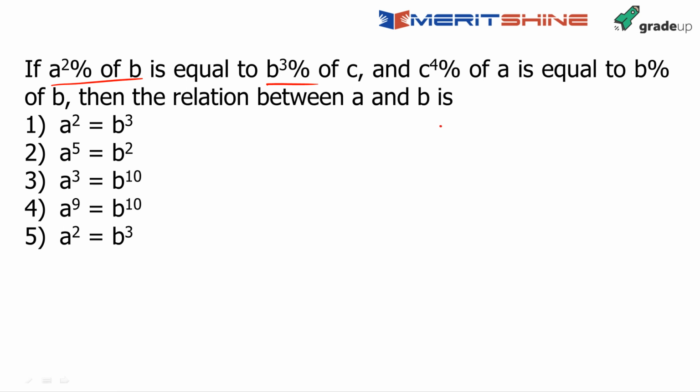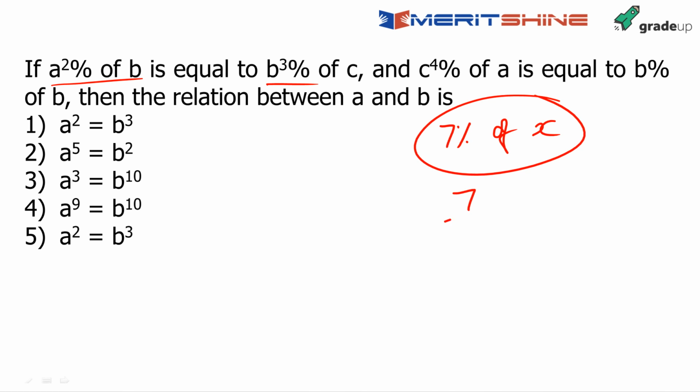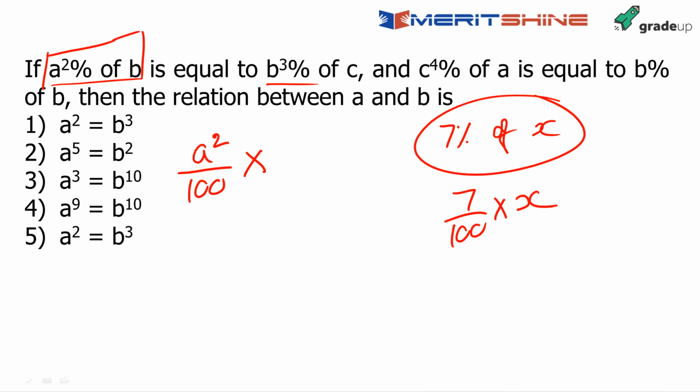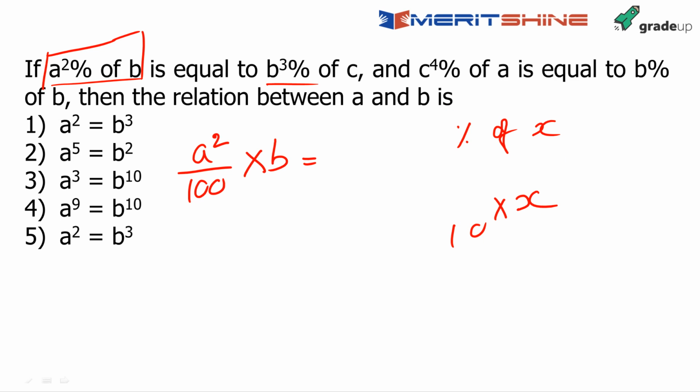When you calculate, let's say 7% of something, 7% of X, how do I write it? 7 by 100 into X. That's how I write it. So if I have to calculate A square percent of B, how do I write it? A square by 100 into B. Fine, this is equal to something. But the thing is, when it's everything in terms of percentages, let me just explain.